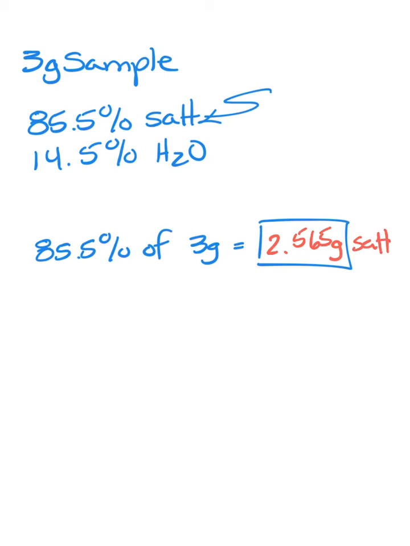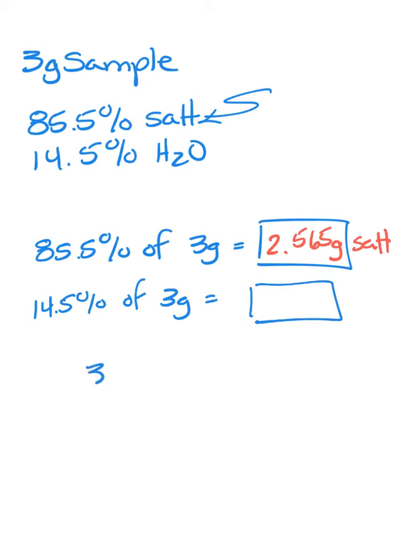Now you could figure out how much water there is by either taking 14.5% of 3 grams and getting a number, or you could take 3 grams and subtract 2.565 grams from it, and you'll find out how much water you have. And if you did the math, you will find out that it is 0.435 grams of water.